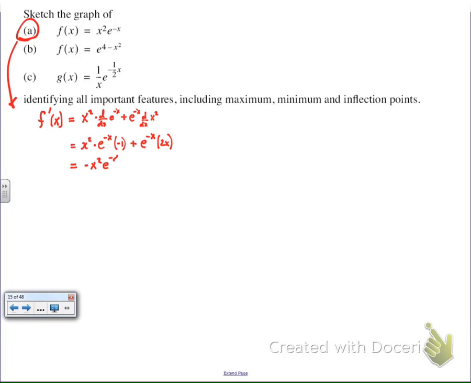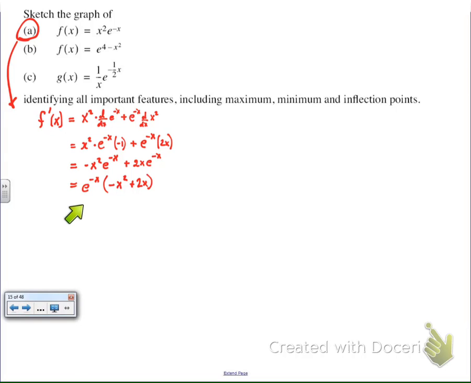And the 2x times e to the negative x looks nicer when it's written like 2x times e to the negative x. At this stage, it's important to look at what's here. Here is an e to the negative x, and here is an e to the negative x. That's the nature of calculus with exponential functions. I'm going to take that and factor it out. It's going to give me this result.